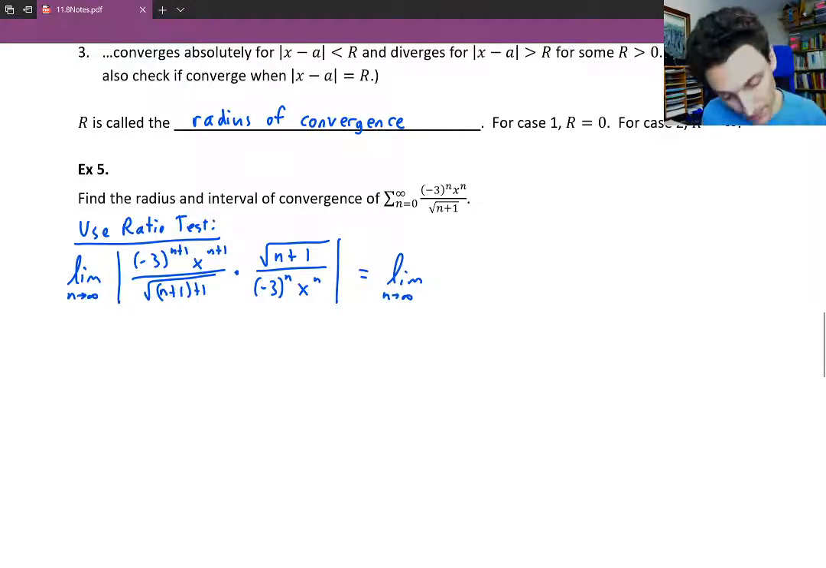All right. Now there's some cancellation that happens. N of the negative 3's will cancel. You'll have one of them left on the top. N of the x's cancel, and you'll have one of them left on the top.